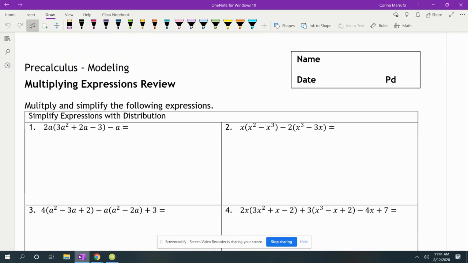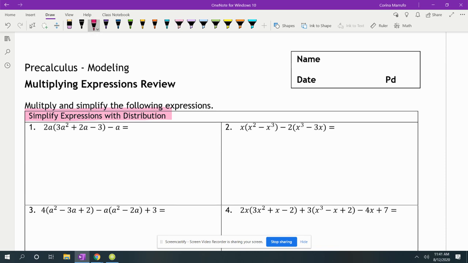All right, so for today, we're going to be going over how to multiply expressions. So your expressions here, we are going to simplify these expressions. So our first subject area here is simplifying expressions with distributions. That means that we are going to have to distribute a variable or a number.